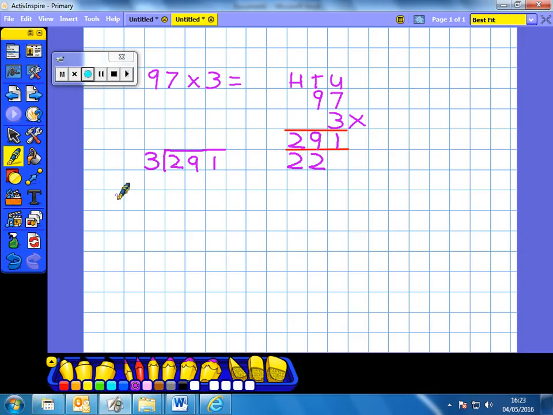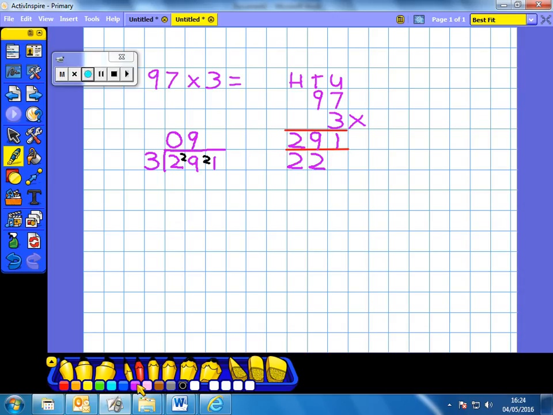This is the short method again. So we go, how many 3s in 2? Well, there aren't any, so that's a naught. Then the 2 that we still got sits in front of the 9, which becomes 29. How many 3s are there in 29? Again, we know there's 9 3s in 29, which is 27, which leaves 2 to sit in front of the 1, because 29 take away 27 is 2.